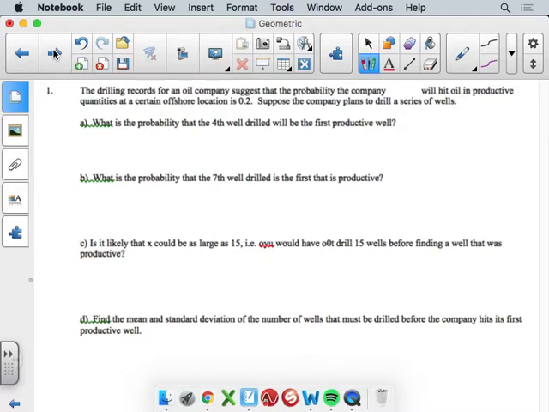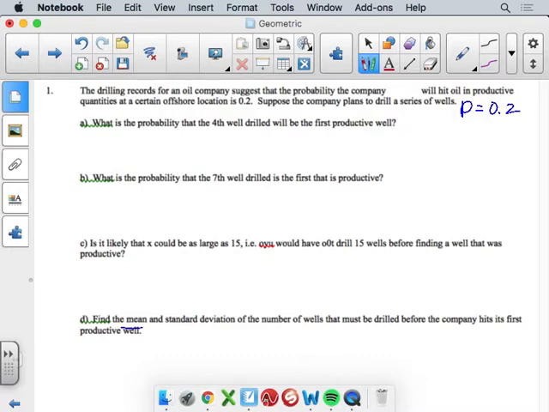Number one, the drilling records for an oil company suggest that the probability the company will hit oil in a productive quantity at an offshore location is 20%. So they're guessing its probability is 20% productive oil. Suppose the company plans to drill a series of wells. Okay, I'm gonna go to D first, just because it talks about mean.